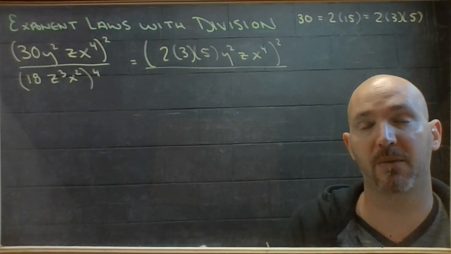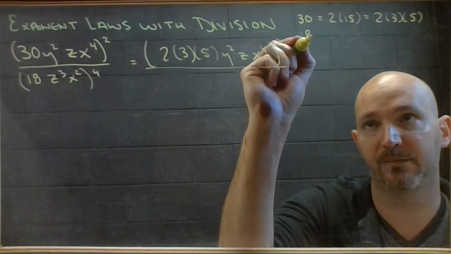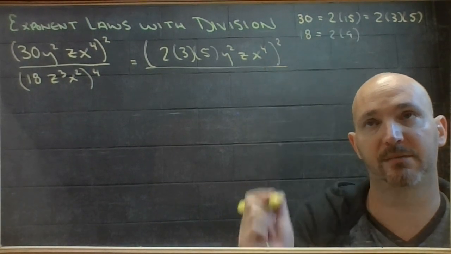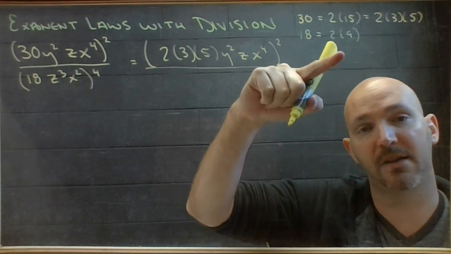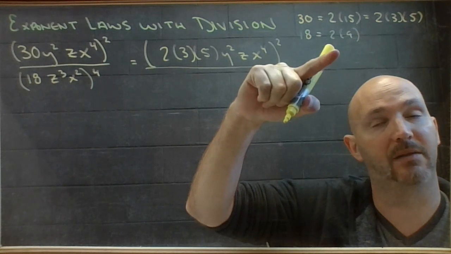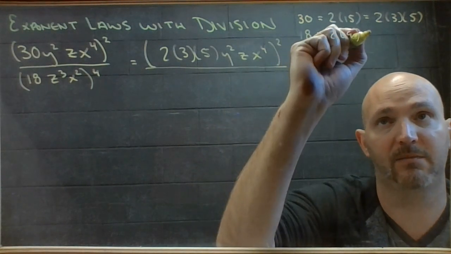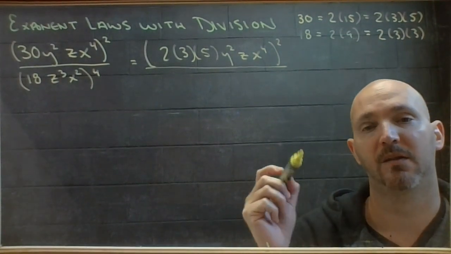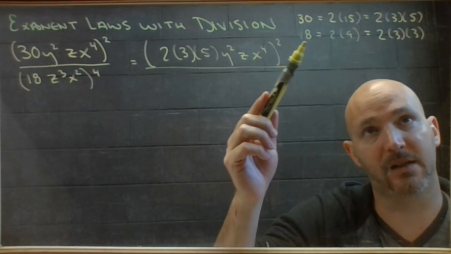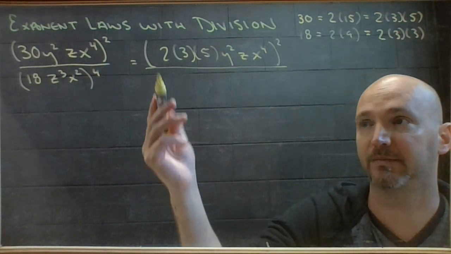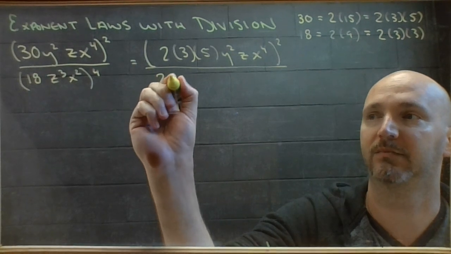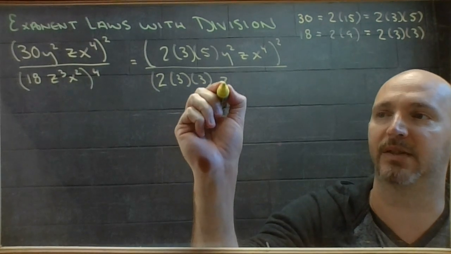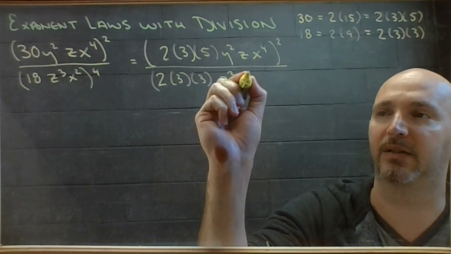On the bottom, I have the number 18. So start with 18, cut it in half. That would be 2 times 9. Well, 9 doesn't divide by 2 again, so I try 3. It does. 9 is 3 times 3. So instead of writing the number 18, I can write 2 times 3 times 3. And I have a z cubed and an x squared.